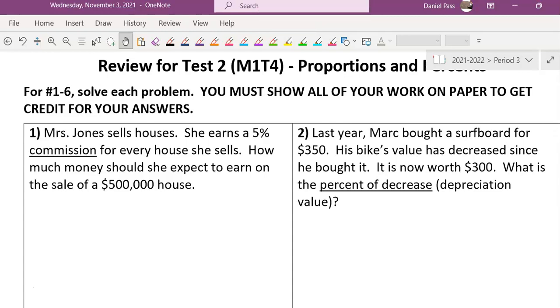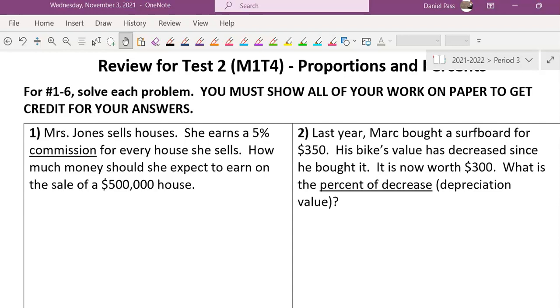Okay, so you first have to change 5% to a decimal because we're trying to find the commission. Can you read the problem, please? Miss Jones sells houses. She earns 5% commission for every house she sells. How much money should she expect to earn on the sale of a $500,000 house?